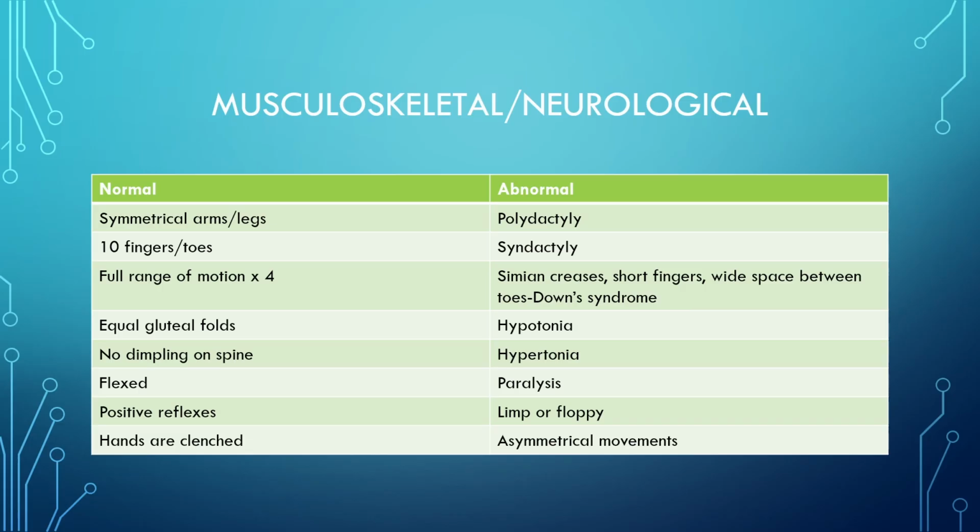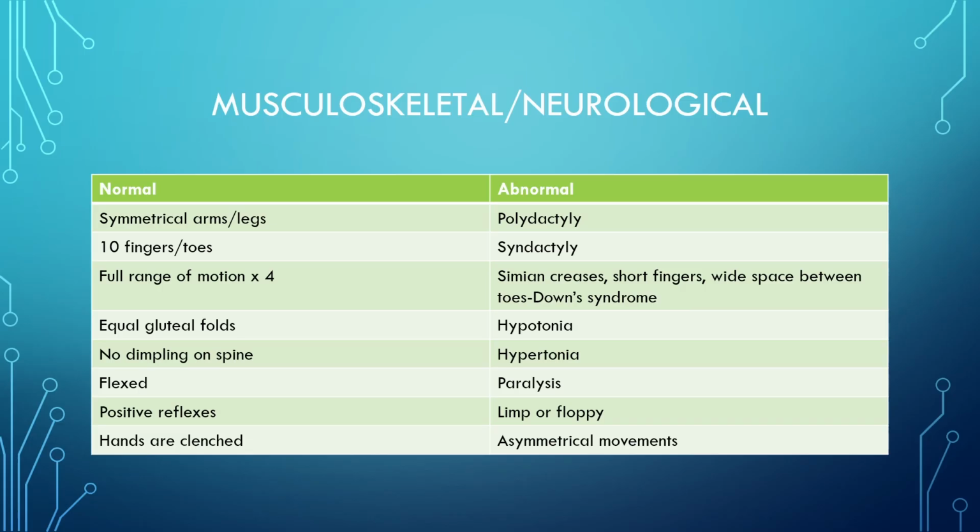Their extremities should have a flexed position. They should have positive reflexes, so we'll go over reflexes in a few slides here, and they should have all of them. They should have symmetrical movements again, and their hands should be in a clenched position. That's normal findings. Abnormal would be polydactyly, syndactyly, so extra fingers, or their fingers are fused. A simian crease, so if you're looking at their hands, they have one crease in the palm of their hand. Short fingers, wide space between their toes, these are all associated with Down syndrome.